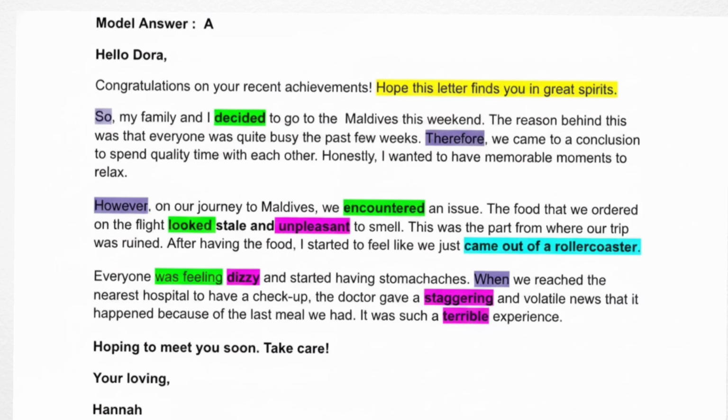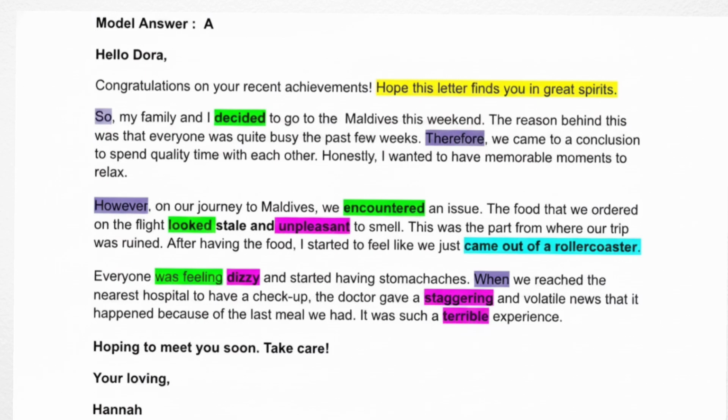Okay, let's break this down piece by piece. First off, look at that beautiful 5-paragraph structure. It's so clear. A friendly opening, a paragraph explaining the reason, one for the problem, one for the effect, and a nice closing. That's a perfect foundation. Now, see the words highlighted in purple? Words like so, therefore, and however are connectives that help the story flow really smoothly. The student also uses some great emotional words, which you see in pink, like unpleasant, dizzy, and terrible.